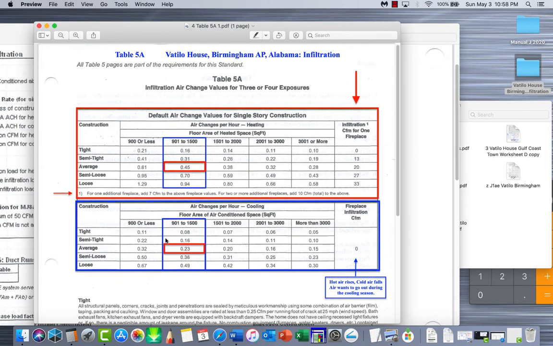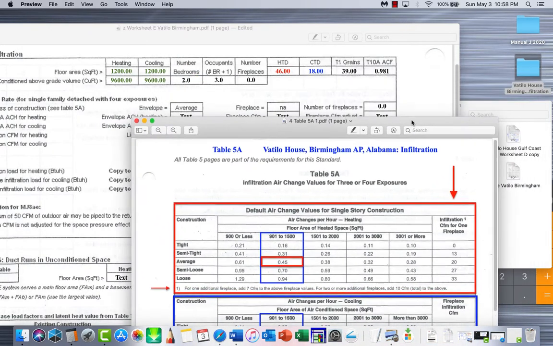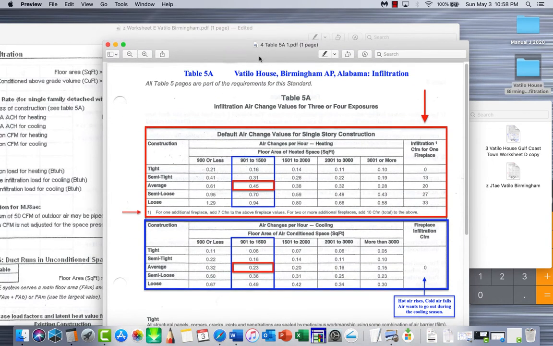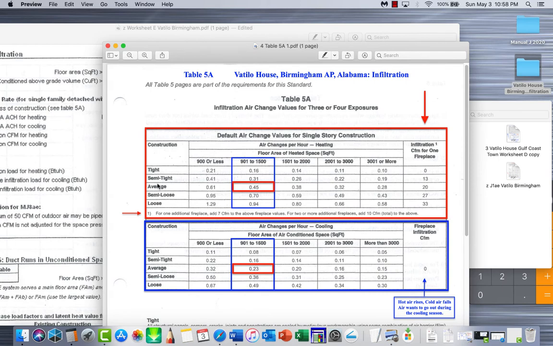Now, we've got to find our air changes per hour, so that means we need to figure out which one we have. Well, looking at this chart right here, it tells us the envelope is average. So we have an average leaking house, so we're going to be using this line all the way across through here. And then we need our square footage of our home. Well, we know our home was 40 by 30, which gives us 1,200 square foot. So we're right in this chart here.